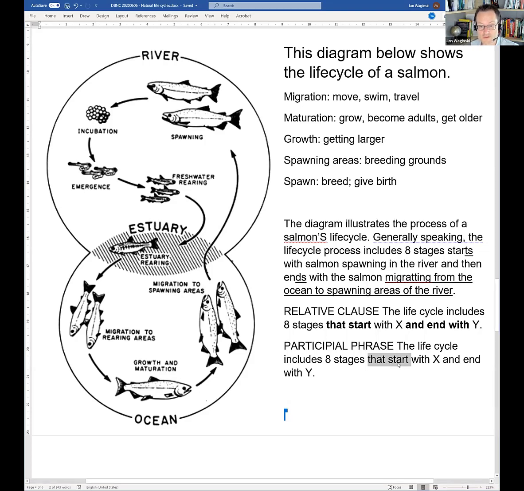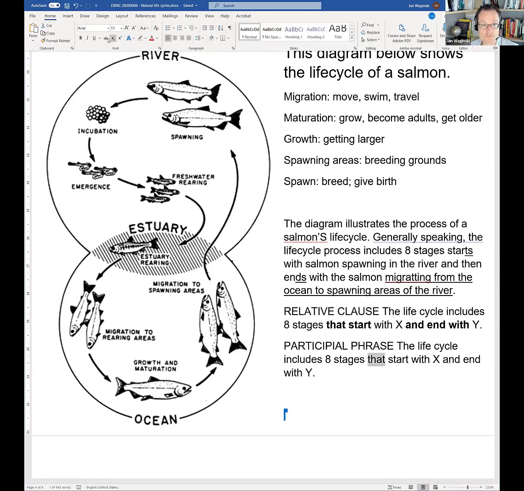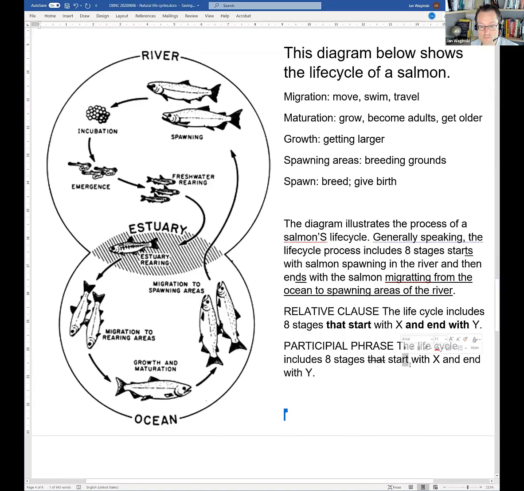It's just like we did previously. That is a pronoun. It's like the subject of the verb. So you have to get rid of the subject. And then you have to change this. Remember, this is active voice, not passive voice. Start. So we're going to get rid of that. And then how do we change start? Starting. That's it. Starting with X and ending. That's it.